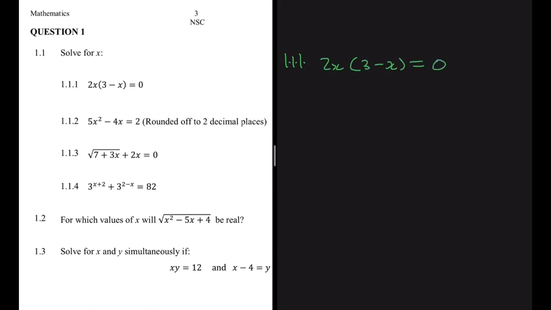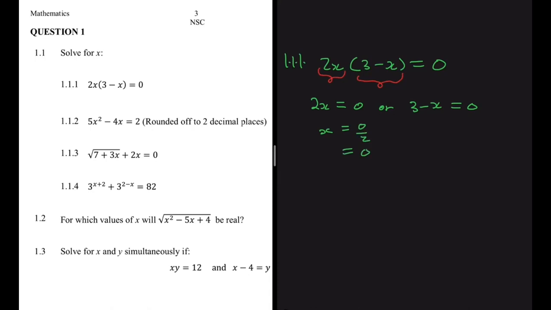So for this equation to be equal to 0, it's either 2x is equal to 0 or 3 minus x is equal to 0. If one between the two is equal to 0, then their product will be 0, right? Or if all of them are equal to 0. So how do we potentially solve this? We say that we need 2x to be equal to 0, or we need 3 minus x to be equal to 0. If 2x is indeed equal to 0, then x will be equal to 0 divided by 2, which is just 0.